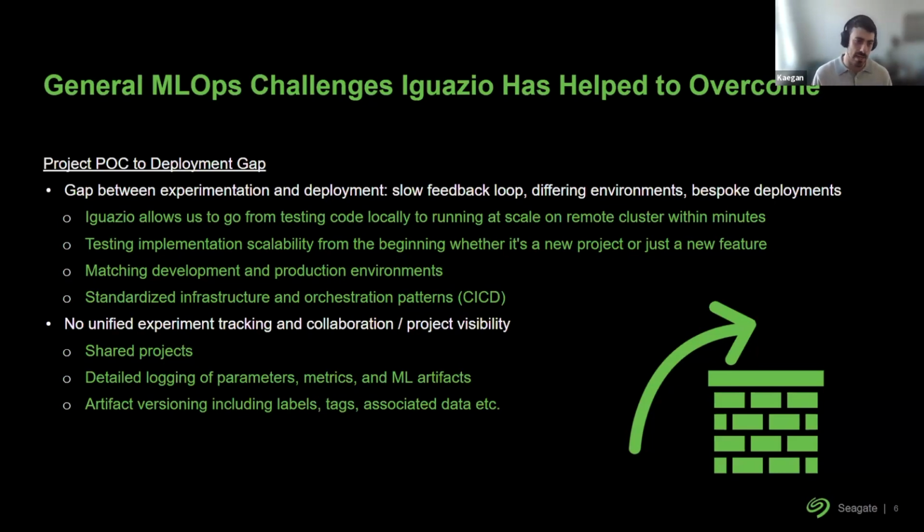So a lot of the other ones are pretty standardized. There wasn't really a unified experiment tracking or collaboration at Seagate. There was a lot of people using a lot of open source tools very effectively, but there was a divergence there among teams. And so Iguazio really allows us to have shared projects, detailed logging of parameters, metrics, and machine learning artifacts, and especially the artifact versioning using labels and tags and being able to associate data. So if I train a model and save it, being able to save the encoder that's used with that model, et cetera, has been super beneficial, and be able to return that during inference.